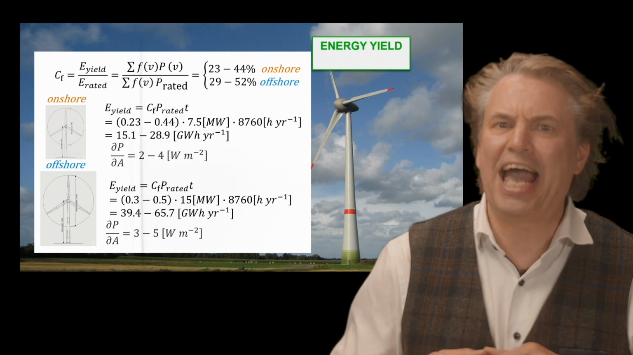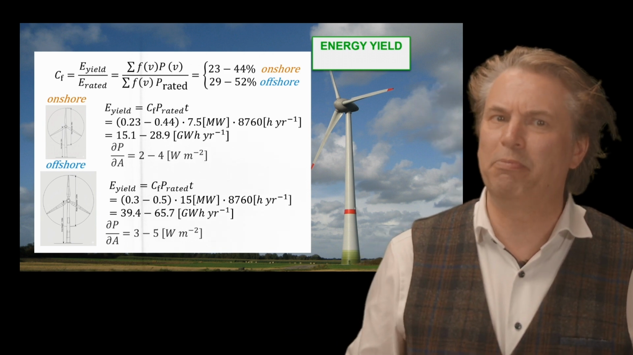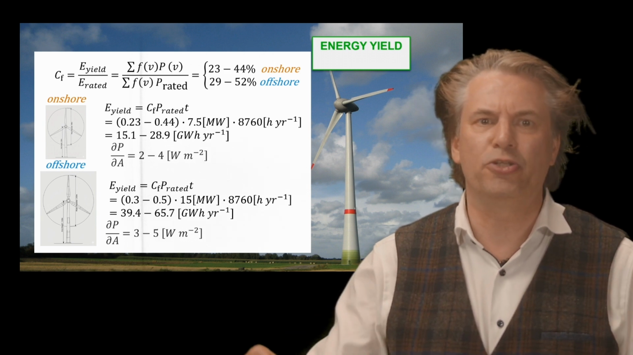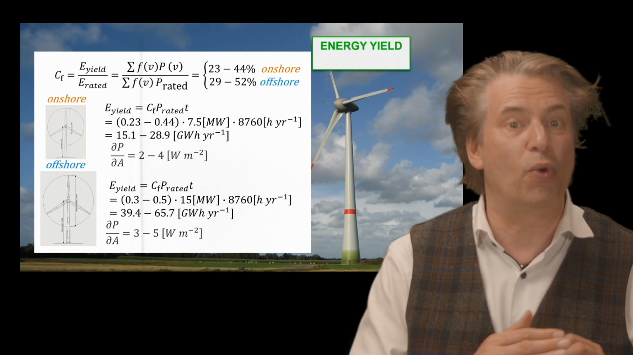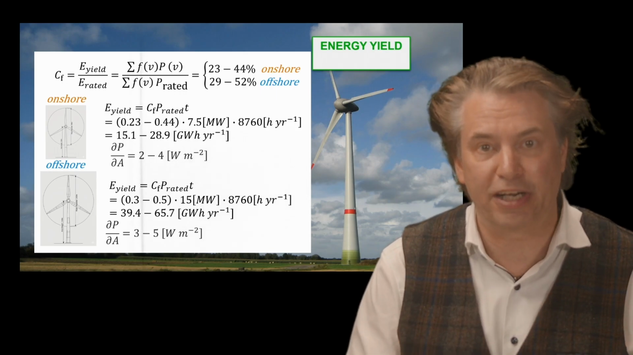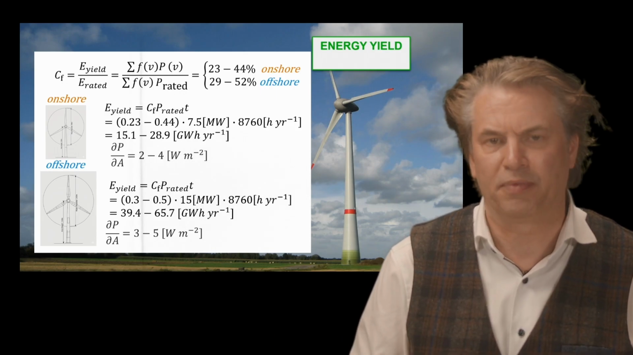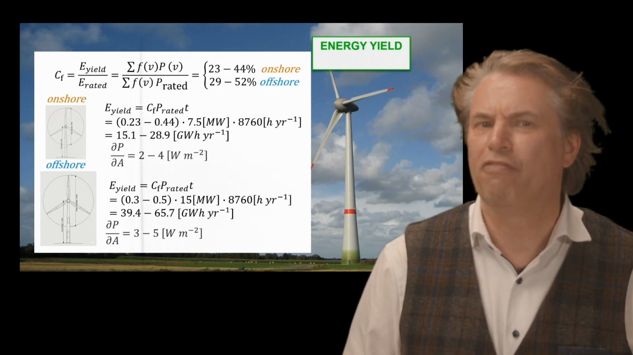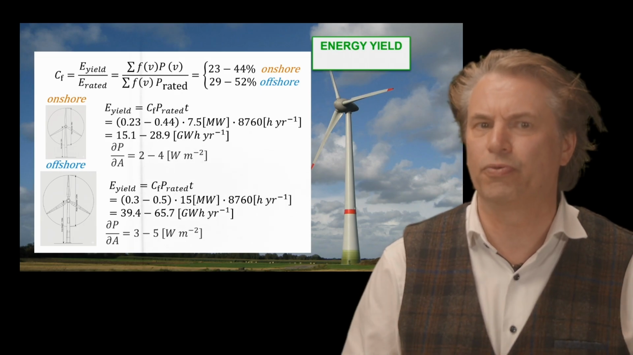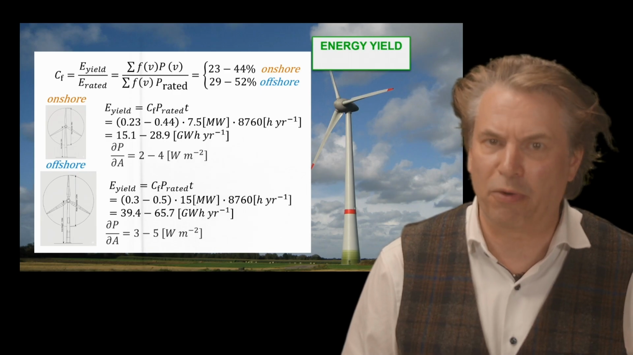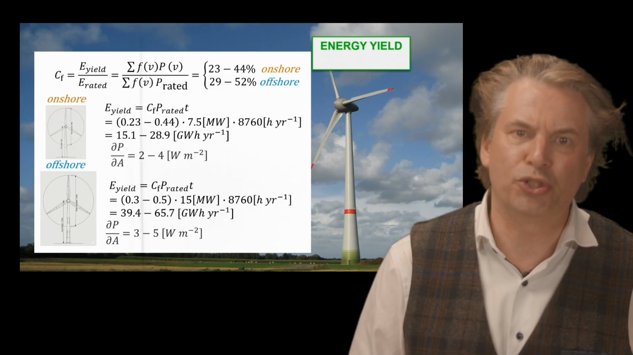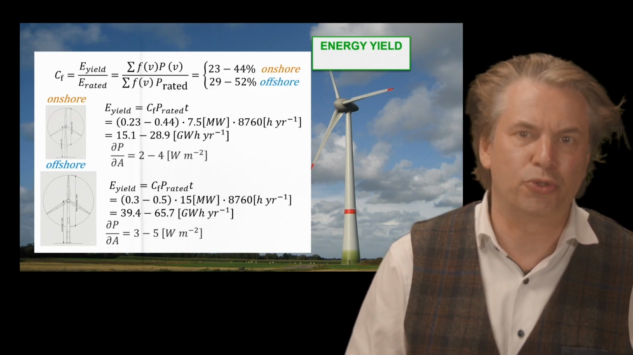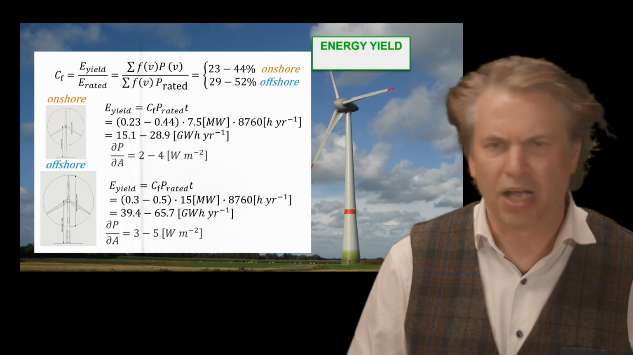To calculate the areal power density, we use the minimal spacing distance between the wind turbines required to prevent wake effects and wind shading effects between the turbines in a wind farm. If we assume that this minimum spacing is equal to 5 times the diameter of the rotor, the typical power density of this onshore wind turbine would be around 2 to 4 watt per square meter.